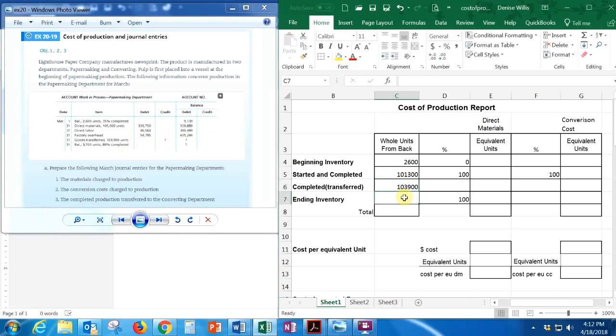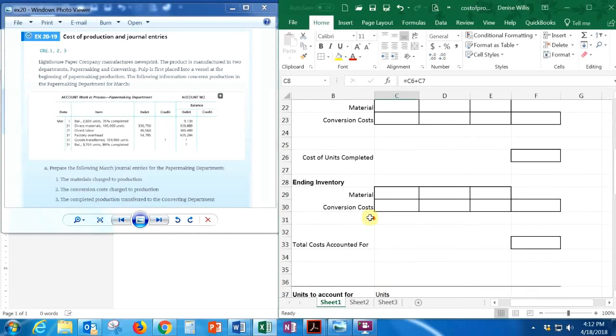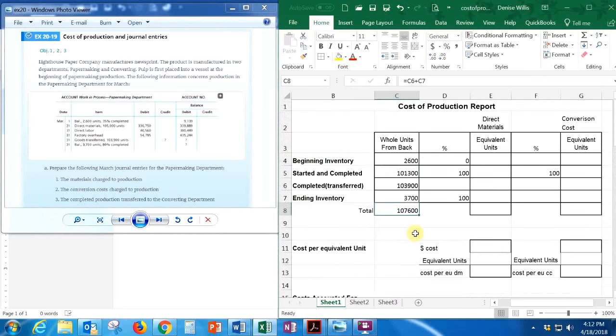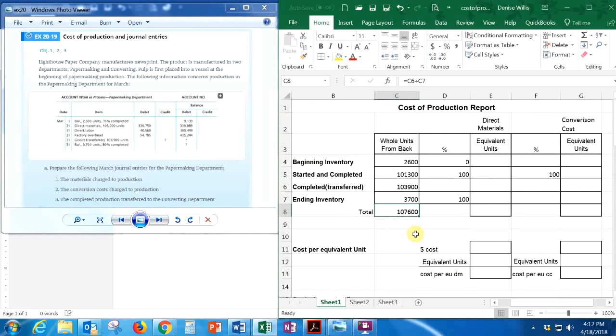Now we can put our ending inventory in here that we calculated. We also knew it as well. Take the amount that was transferred out, add to it the ending inventory, and you get the 1076. This is the number we said we needed to account for. Come down here and I'll show you. 1076 total units to account for. There they are.